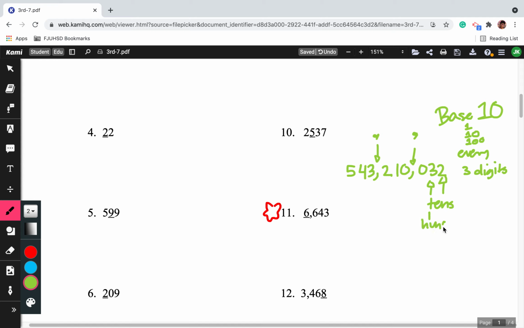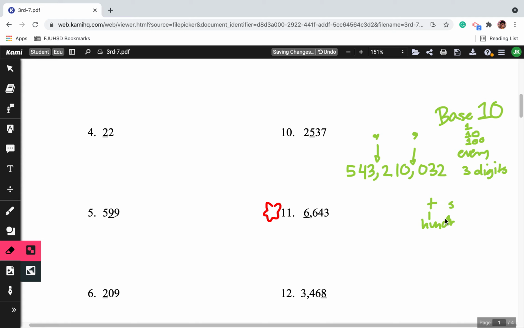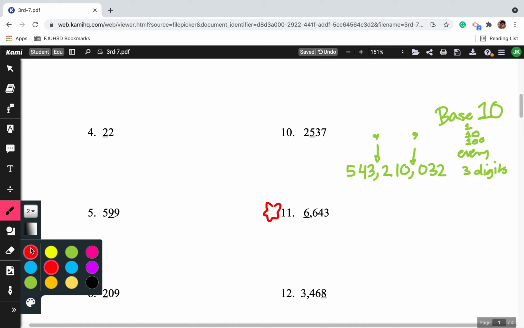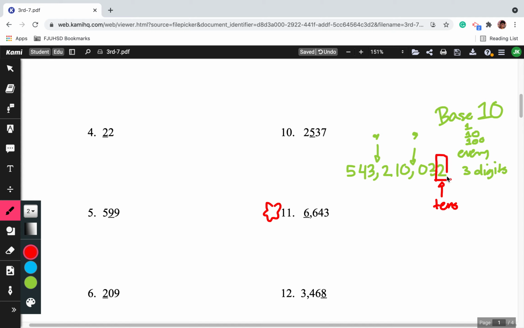That is called a hun... Actually, let me do this in color because kids like color. Everyone loves color. So this is the tens place. The blue here is the hundreds place. And notice how I have an S at the end. If we're going decimals, we will put THS.